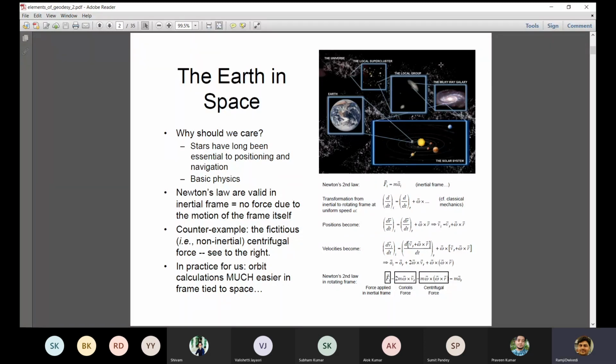Newton's laws are valid in the inertial frame, as we all know. There is no force due to the motion of the frame itself. A counterexample is the fictitious, non-inertial centrifugal force. See to the right.